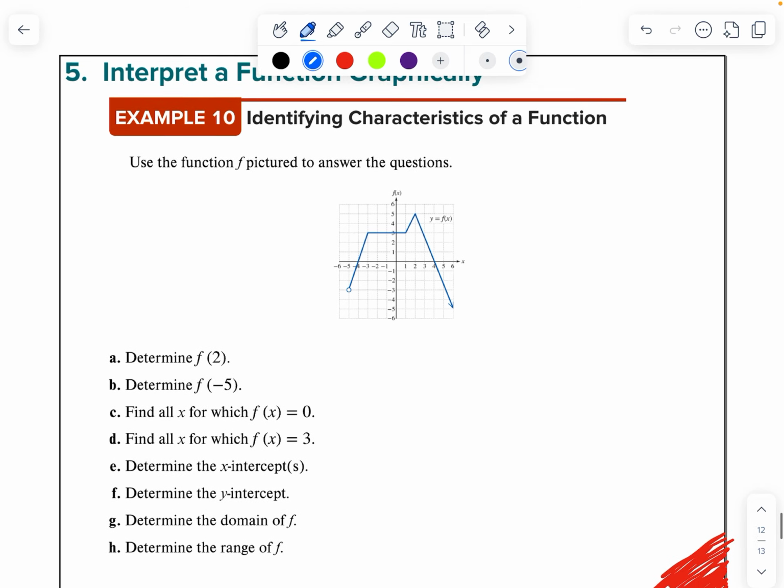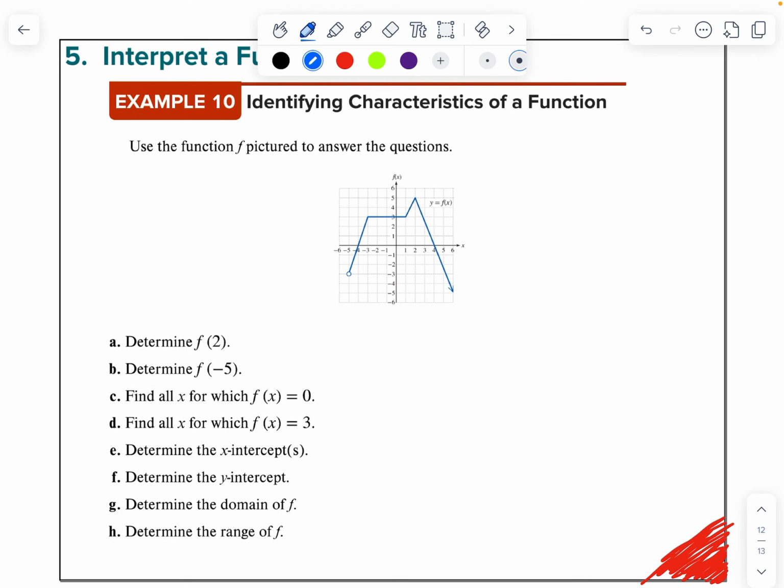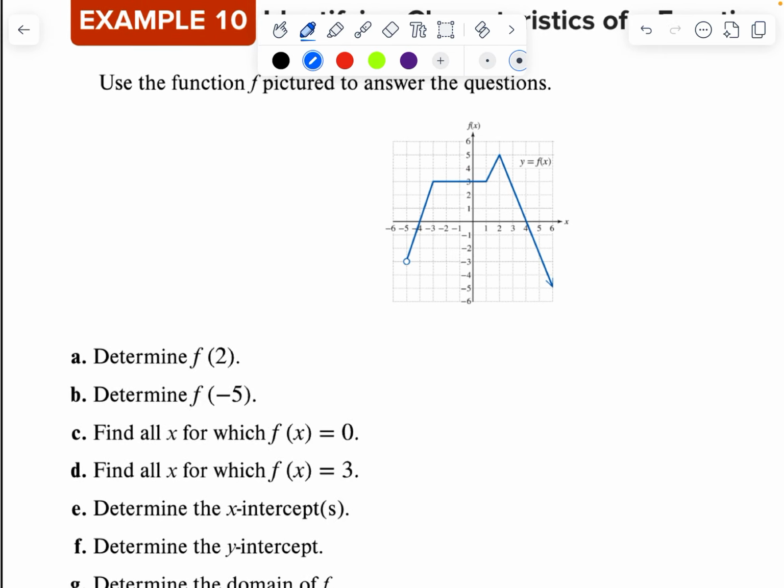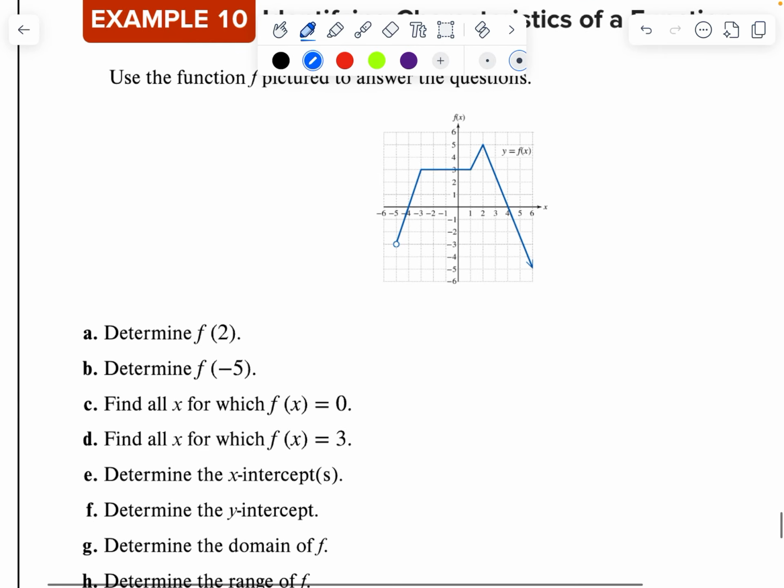For these, we want to use the function in the picture. So we have a graph here. You see that? We can zoom in on the graph as we need to answer the questions. If it ever asks us what's f of 2, that means 2 is x, right? Remember, our function notation is f of x. What's f of 2? That means 2 is x. Where's 2 is x? Here's our x-axis. Here's 2. Let's go and find what happens to y when 2 is x. Y is 5. Do you see that?